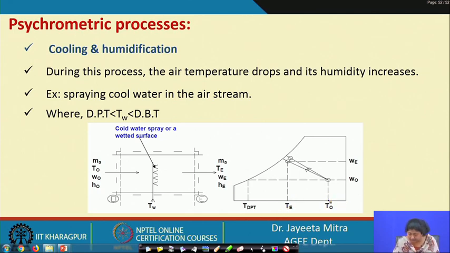Now, if we see this behavior: at T0, the dry bulb temperature, the inlet air enters. Because it has passed through the water spray, it has to increase its humidity, so it will follow this line. Its humidity increased from W0 to We, and the temperature changed to Te.